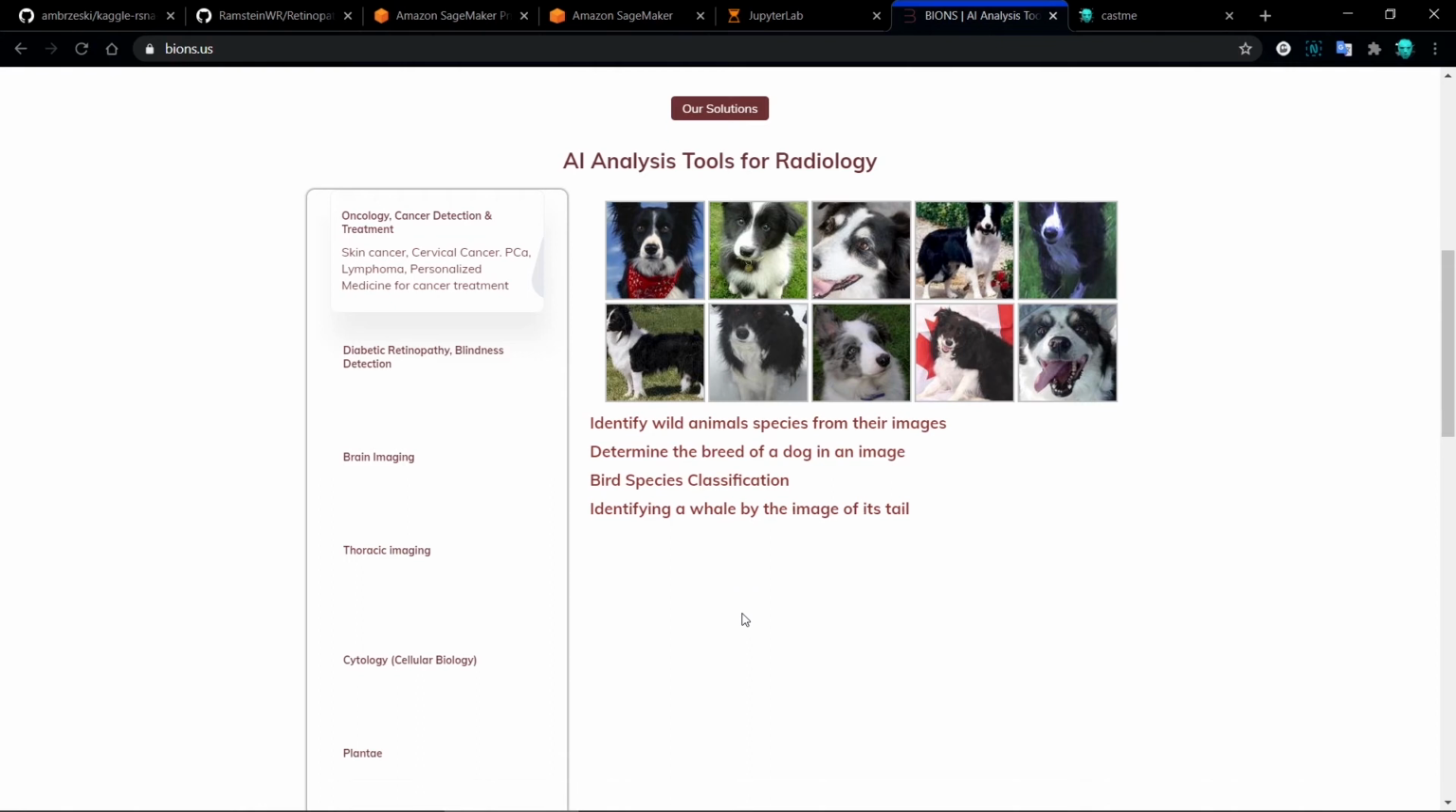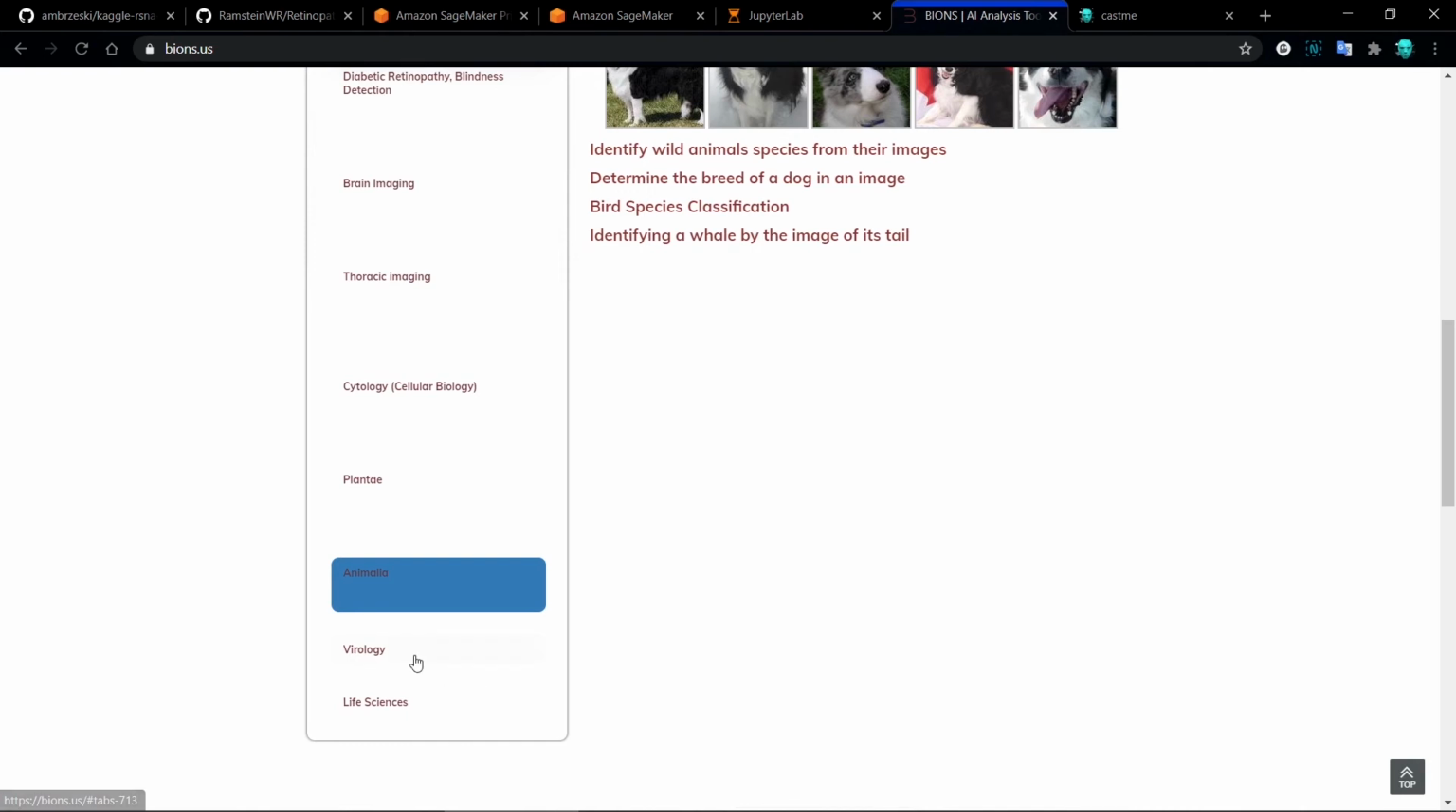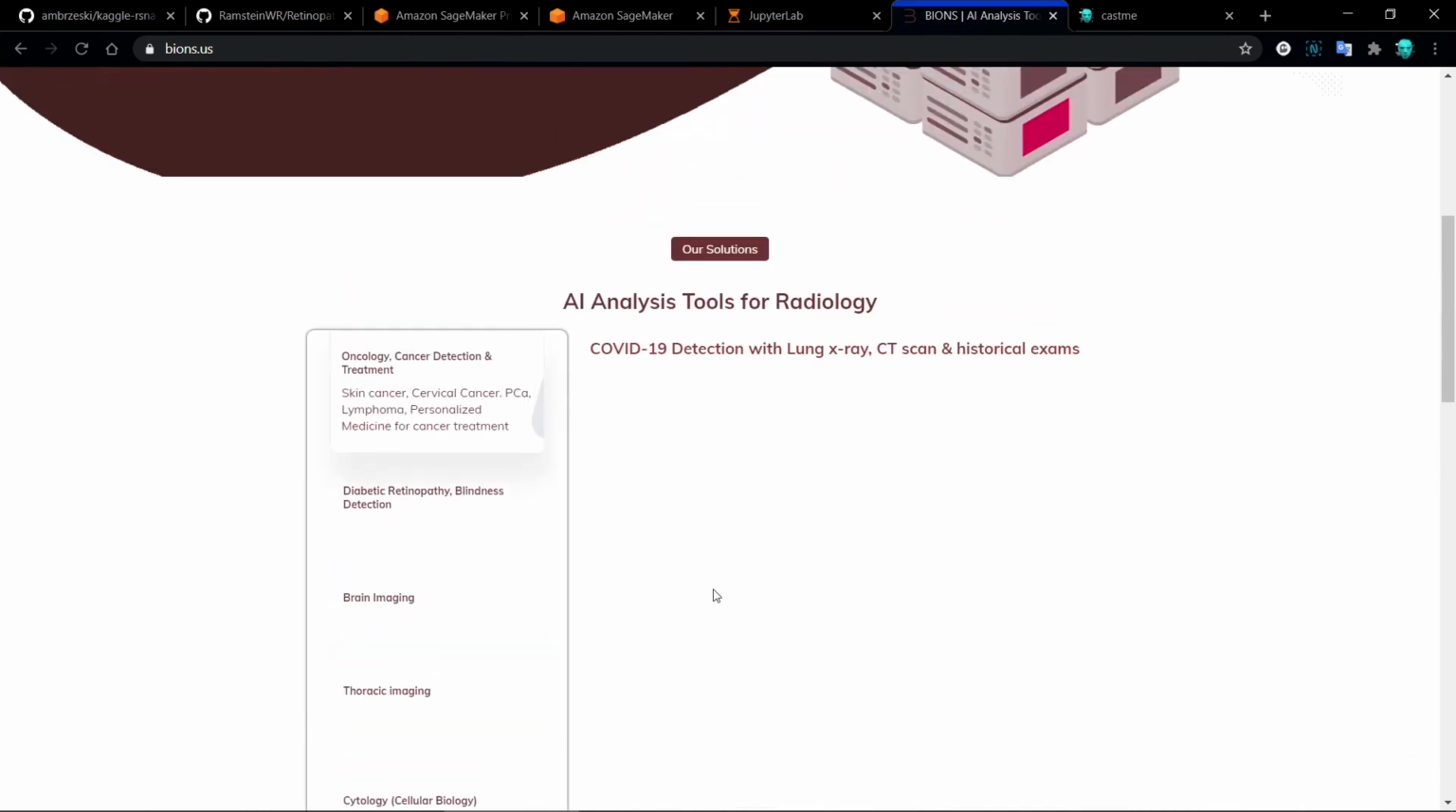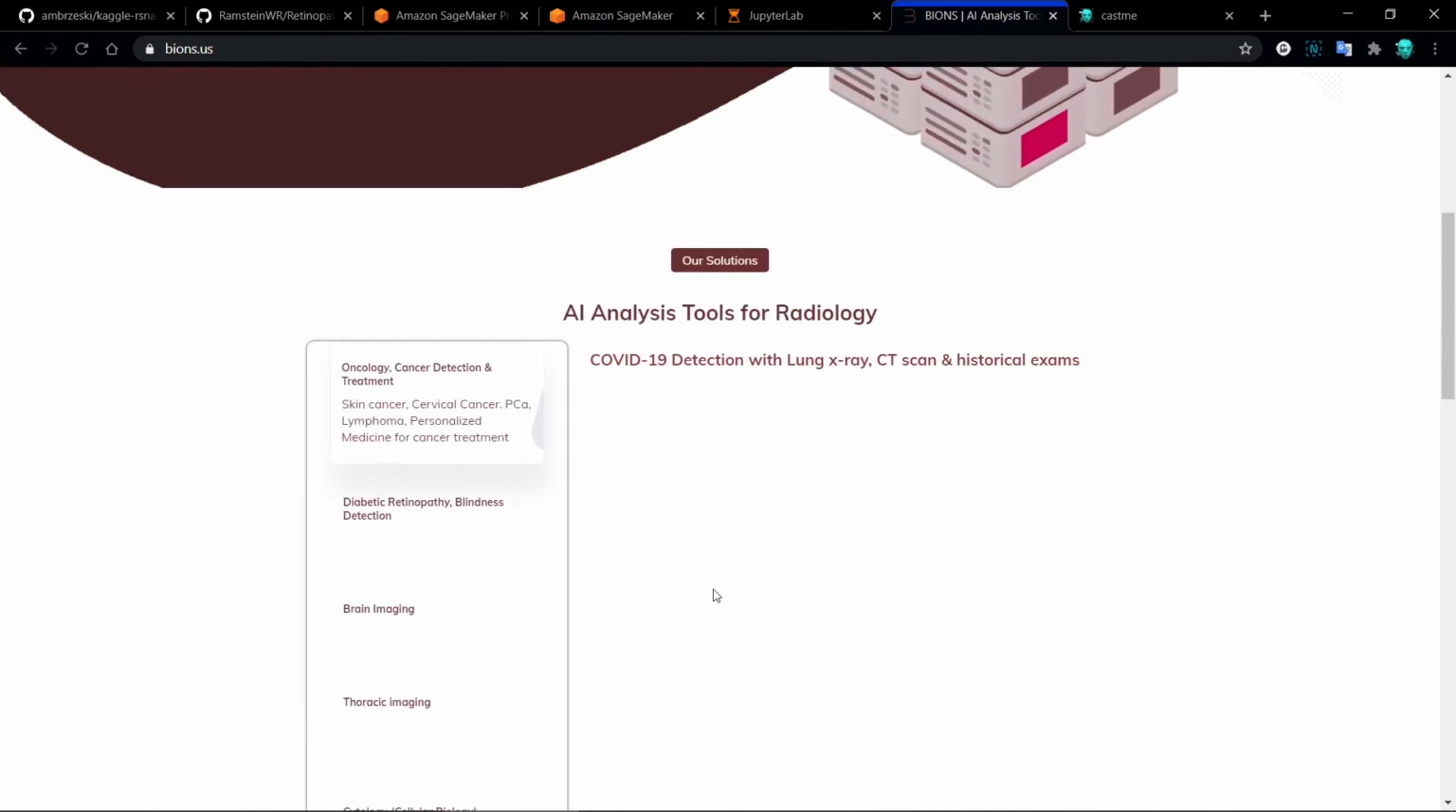Classifying the species. Let's go to virology, the most. COVID-19 detection with lung X-rays, CT scans, and historical exams. As part of my work, I've also done a little work with this one. I've also tried working on personalized medicine and drug discovery with machine learning. We have done that.